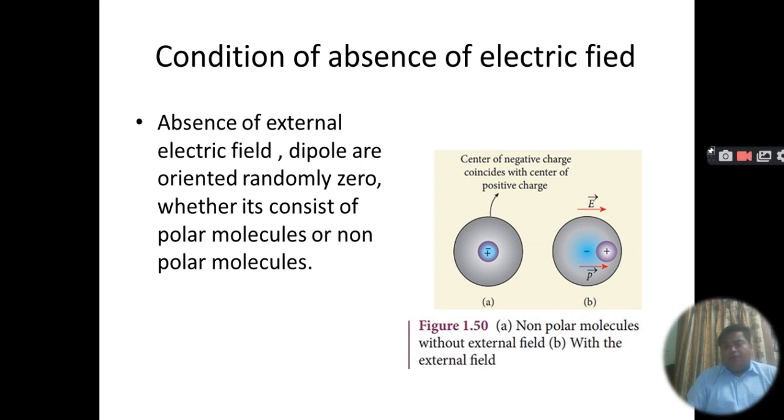Now, what happens without an electric field? In the absence of an electric field, dipoles are oriented randomly and the net is zero, whether the material consists of polar or non-polar molecules. Here we can see in the diagrams, initially the non-polar molecule without an external field. Observe here that the center of negative charge coincides with the center of positive charge. But when the external electric field is applied, the dipole moment P points from the negative terminal to the positive terminal, and the electric field is directed from the positive terminal to the negative terminal.